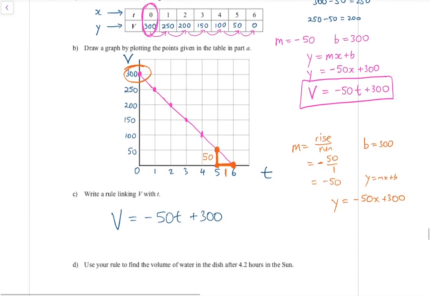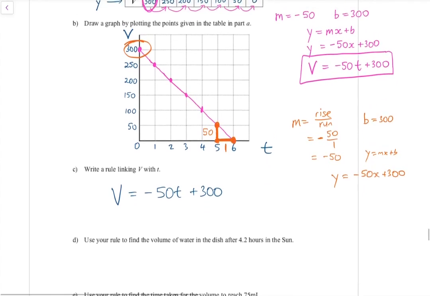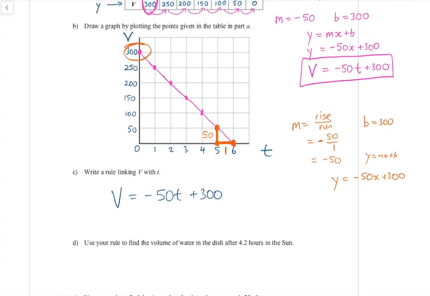Now, part D says, use your rule to find the volume of water in the dish after 4.2 hours in the sun. Well, the formula's minus 50 times the time plus 300. Notice I put a times sign here. Minus 50t means minus 50 times t. You don't have to put the times sign there, but you need to understand that minus 50t means minus 50 multiplied by the time. For this question, it's going to be in the sun for 4.2 hours.